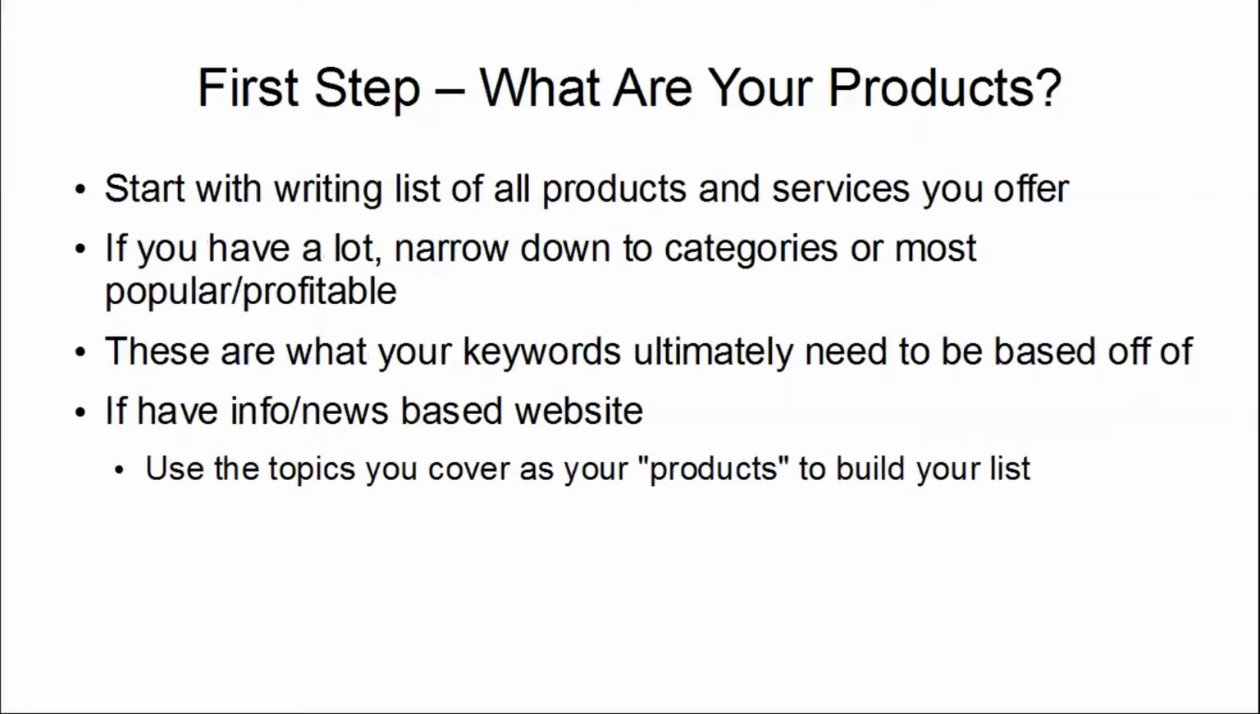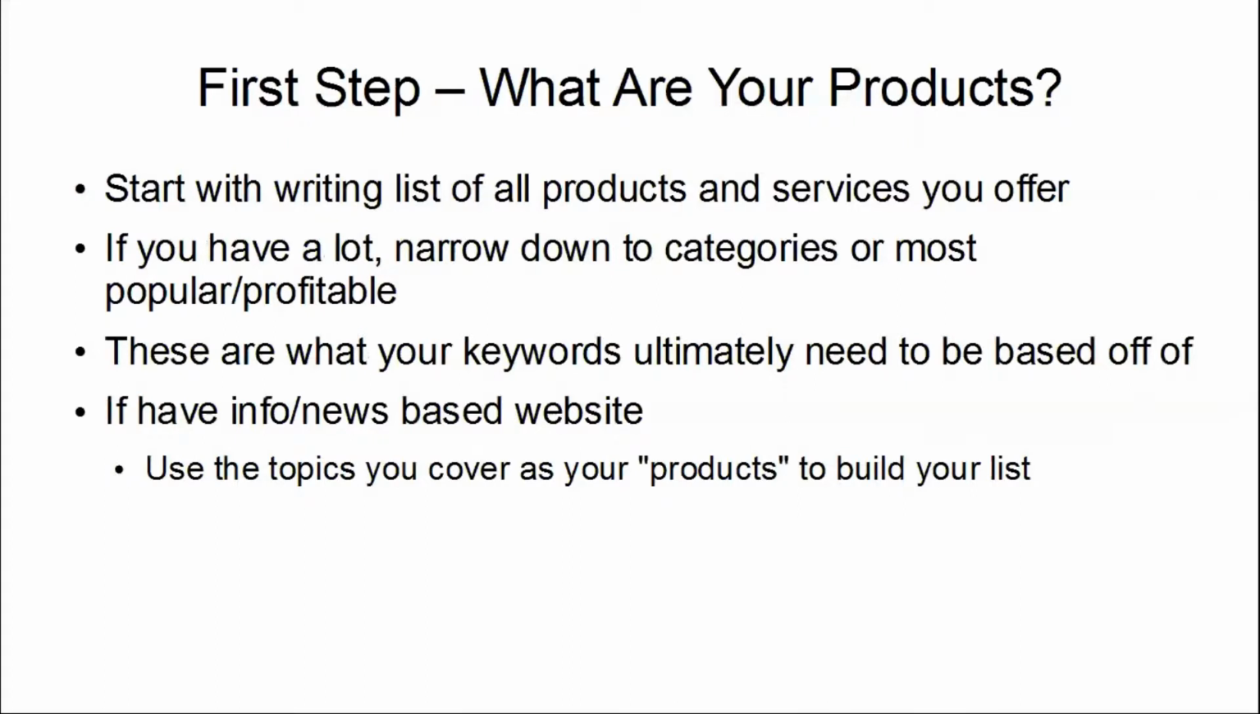And if you have a lot of them, you may want to narrow it down to some main categories, or ones that you want to focus on, or your most profitable or most popular. Your keywords will need to be based off of these, which is what you sell, because the idea here is you're wanting to connect your main searches that you're ranking for with things that people are going to be looking for to potentially buy from you.